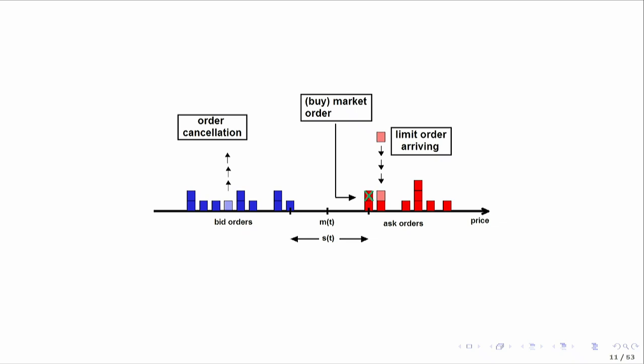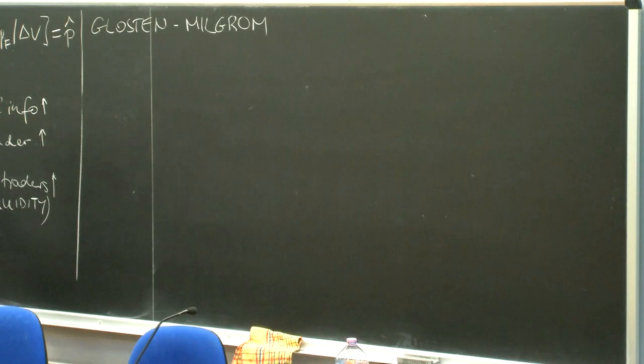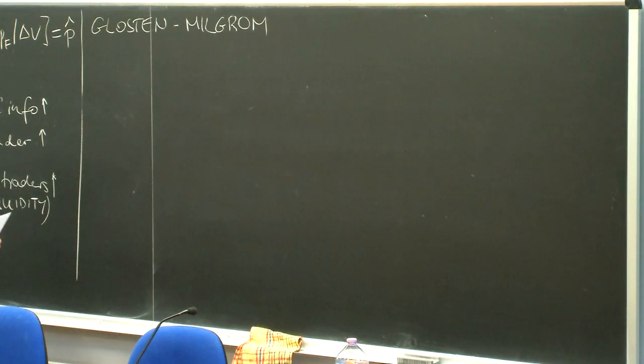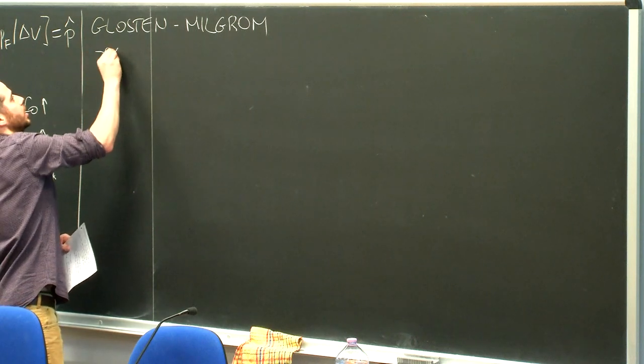So there is another model that I want to discuss, which has similar ideas, but is actually more realistic. It's called Glosten-Milgrom, these are two people. It's roughly from the same period as Kyle, a model from the mid-80s, which is exactly about the existence of the bid-ask spread. The language, bid-ask spread, is understood. It's this S here. So it's to show the existence.